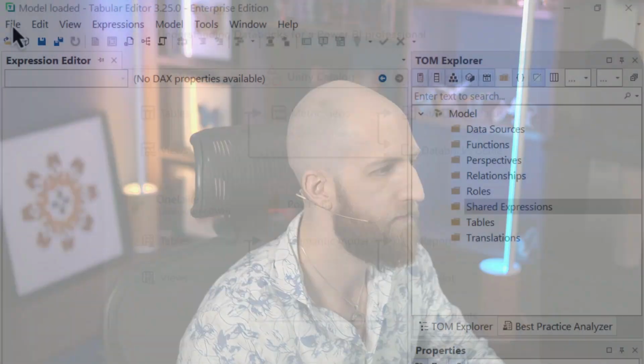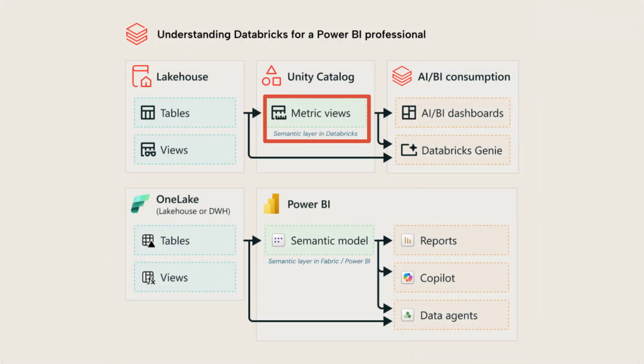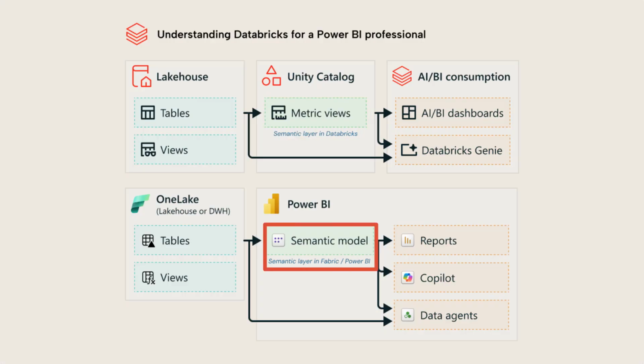Now, the next thing I want to talk about is a feature that allows you to convert a Databricks metric view into a Power BI semantic model. We call this feature the Semantic Bridge, and it's something new to Tabular Editor, and we're very curious to hear your feedback about it. Let's take a look. In Databricks, metric views are the semantic layer similar to semantic models in Power BI and Microsoft Fabric.